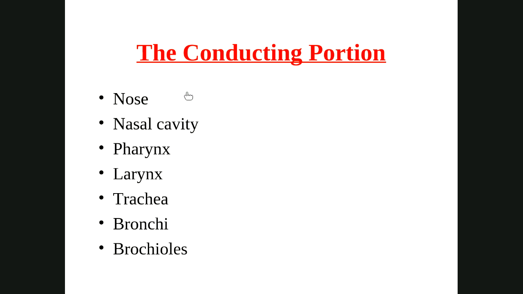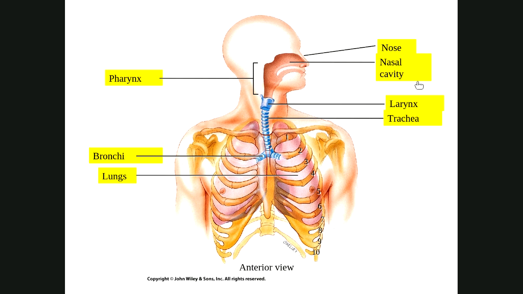So conducting is kind of like, think of it as a train railway, right? Or how the air circulates. So we said nose, nasal cavity, down the pharynx, into the larynx, trachea, bronchi, right, dividing into the bronchi, and then the air gets into the lungs. Again, this is called the conducting portion.